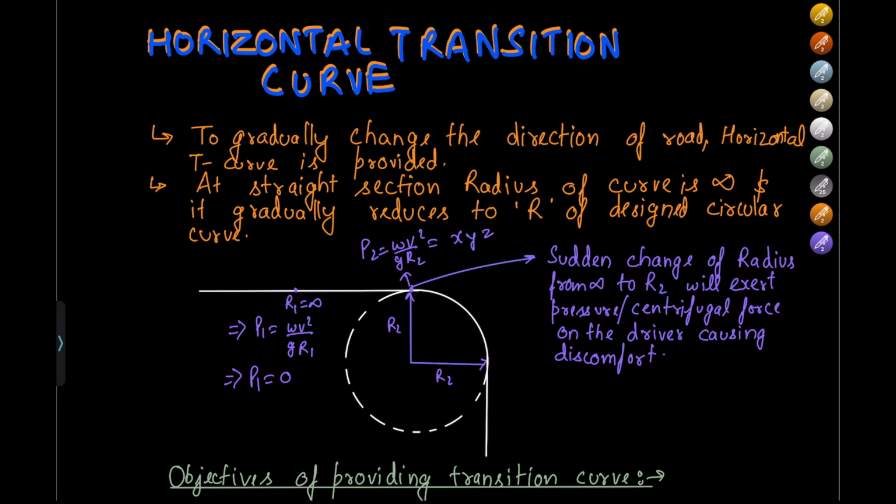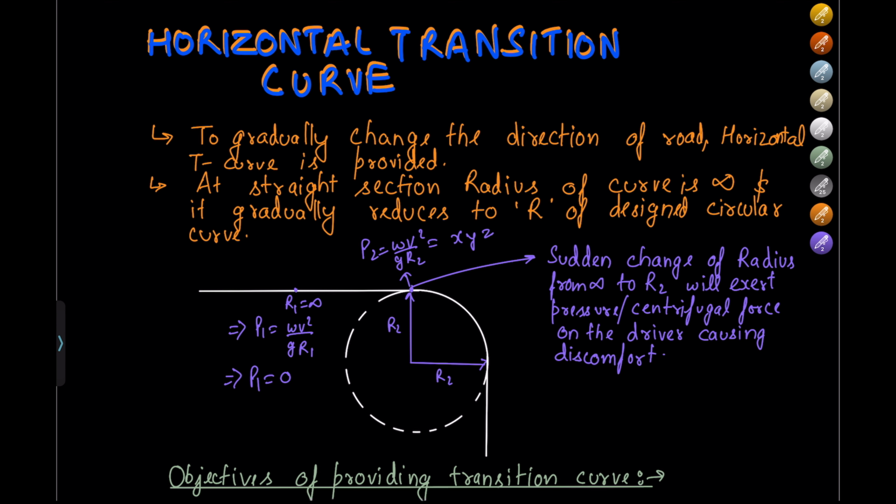So in this video we are going to have a look at horizontal transition curve, how it is designed, what are the criteria for designing a horizontal curve, and why do we need a horizontal curve. These are the things we'll be discussing in this. So to gradually change the direction of a road, a horizontal transition curve is provided.